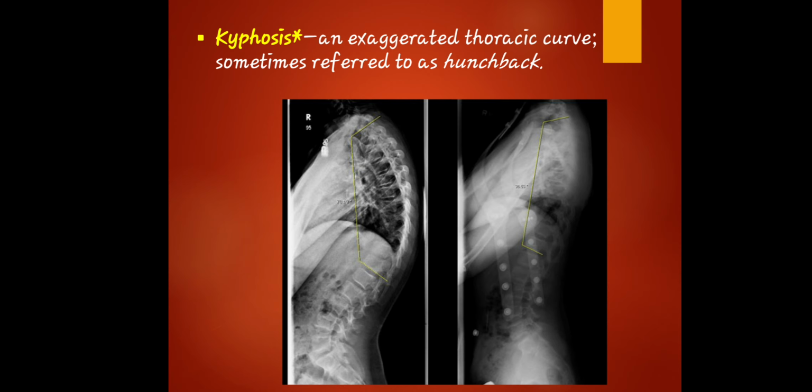Okay, so now let's proceed and discuss kyphosis. So what do you mean by this term? It is an exaggerated thoracic curve, sometimes referred to as a hunchback. Kyphosis can occur at any age, but it is most common in older women. Age-related kyphosis is often due to weakness in the spinal bones that causes them to compress or crack. So that is kyphosis.